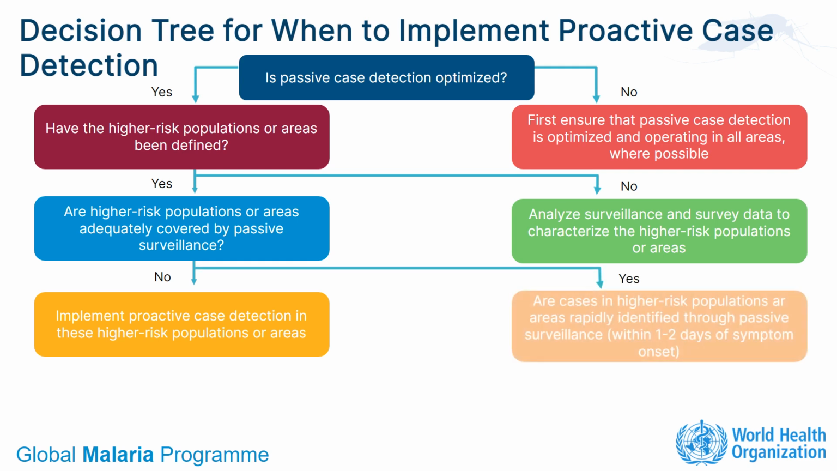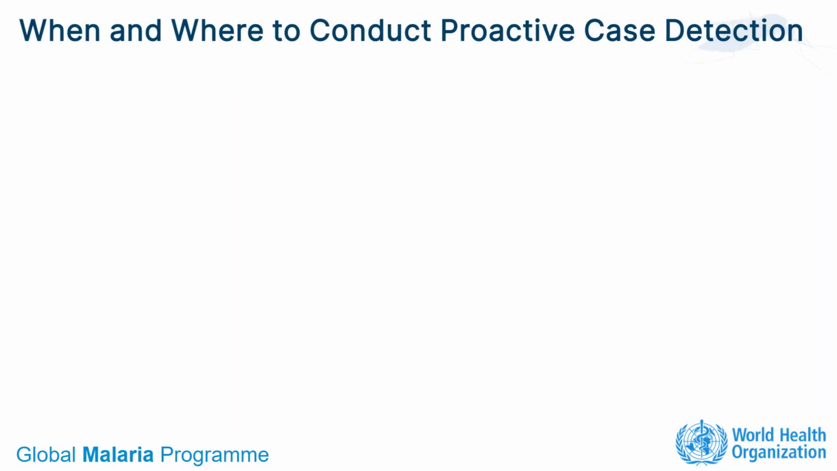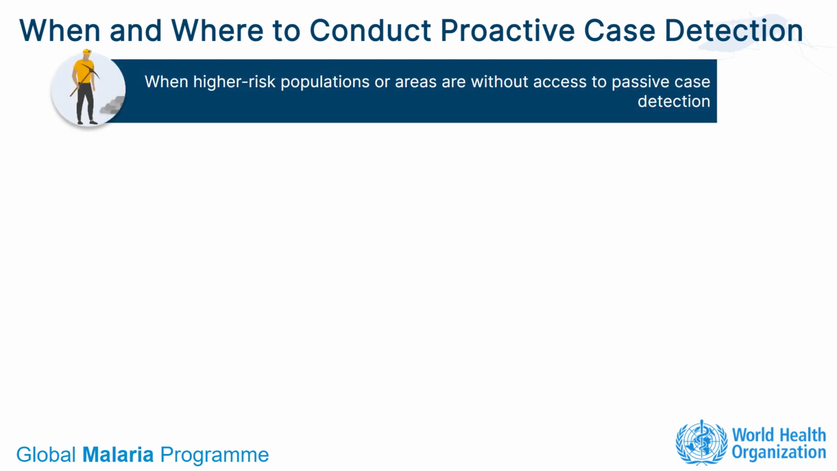If cases in higher risk populations or areas are not being rapidly identified after symptom onset through the passive surveillance system, the reasons for delays in case detection should be addressed. However, if there are barriers to accessing diagnosis and treatment for malaria, the country should consider implementing proactive case detection in these populations or areas in order to improve the rapid detection of cases. Proactive case detection should be initiated when higher risk populations without access to passive case detection are identified.